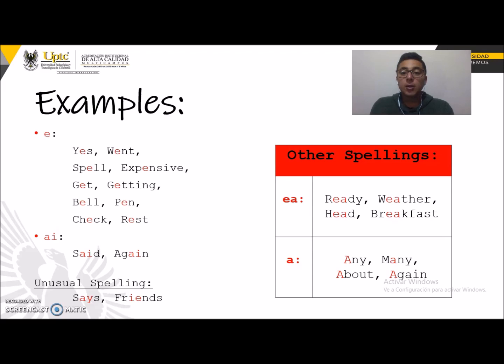Other spellings, when we have EA, like ready, weather, head, breakfast. And when there's only one A, like in the words any, many, and again. So if you pay attention to what I just said, the sound that I produced is our own E. So it's going to be pretty easy for you to understand the sound, because it's actually our own E in Spanish.